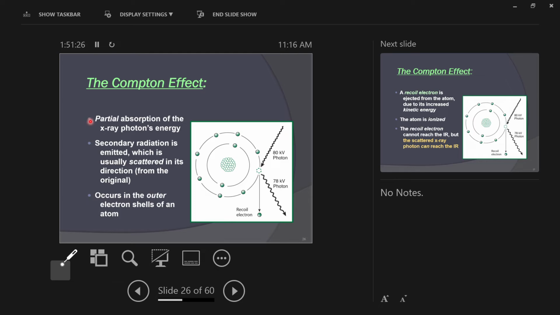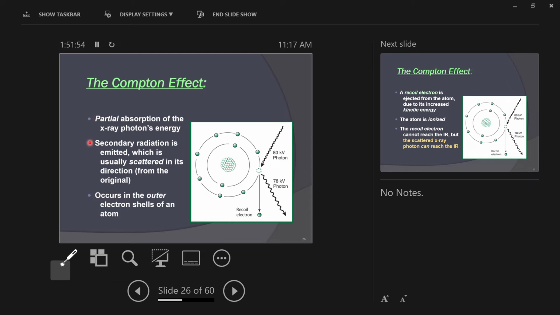By the way, this is not all being shown to you for no reason. These are going to be test questions on the state exam. The state board will ask you about Compton interactions, when they're likely to happen, photoelectric interactions, and all of these. They might show you diagrams, they might just ask you questions, but this is part of being an X-ray tech, understanding how X-rays interact with the body, so it's not for nothing. Okay, partial absorption of the X-ray photon's energy.